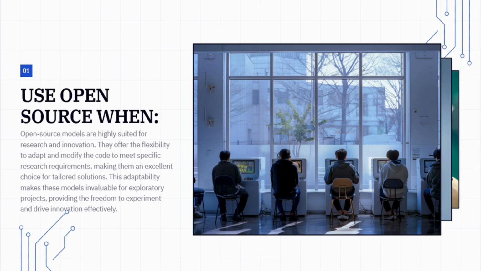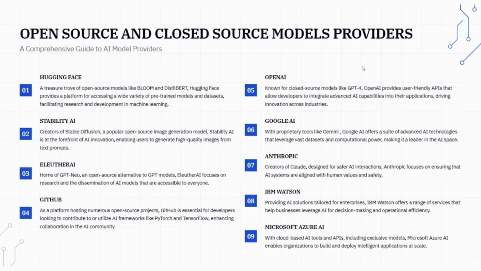Now we can see some of the LLM providers which provide open source and closed source models. If I talk about Hugging Face, Stability AI, EleutherAI, GitHub, all these platforms provide open source models. And if I talk about OpenAI, Google AI, Anthropic, IBM Watson, and Microsoft Azure AI, all these platforms provide closed source models. You can visit these sites to explore features, pricing, and use cases for both open source and closed source models.